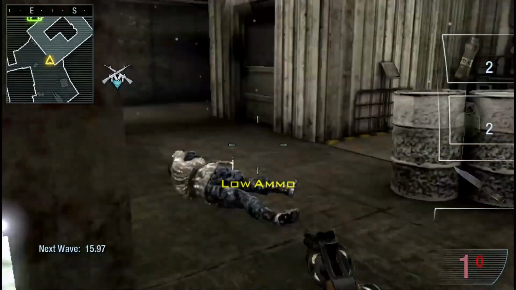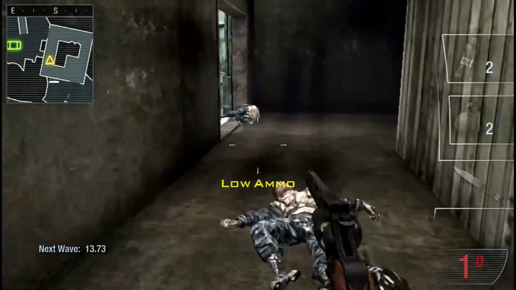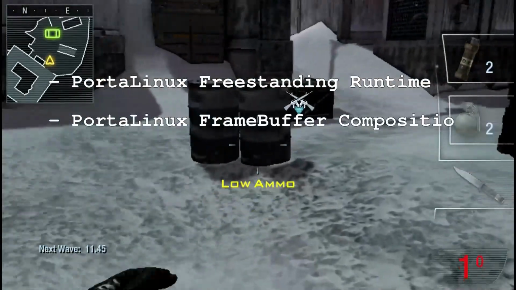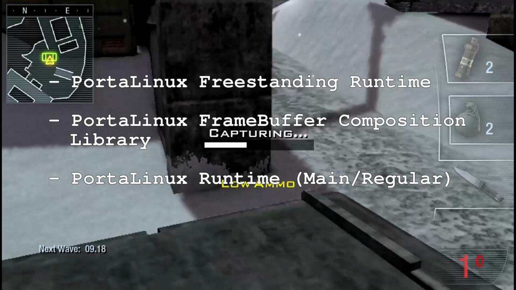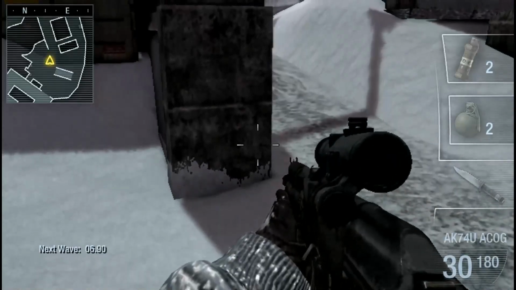Alright, so we have three things that we're going to be talking about today: the PortaLinux freestanding runtime, the PortaLinux frame buffer composition library, and the regular PortaLinux runtime. So let's get started with the freestanding runtime.